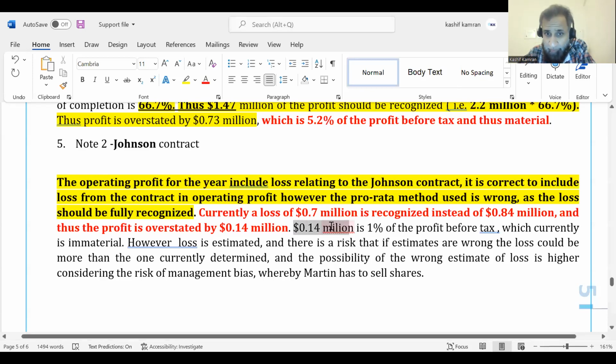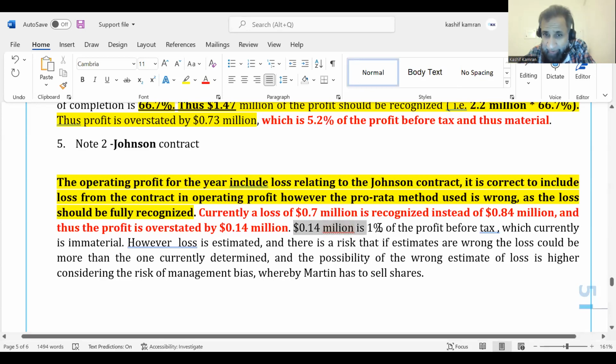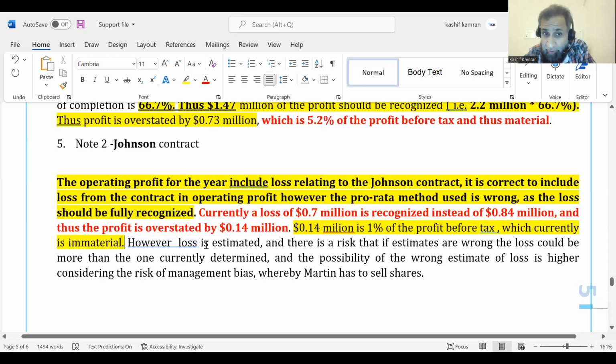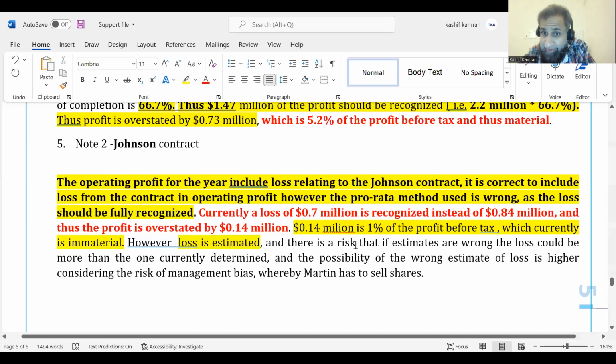Now 0.14 million is 1% of the profit before tax, which is currently immaterial. Look at this. 0.14 million is currently 1% of the profit, which is immaterial because profit materiality starts from 5%. But you need to understand, however, the loss is estimated. The loss is estimated, and there is a risk that if the estimates are wrong, the loss could be more than the one currently determined.